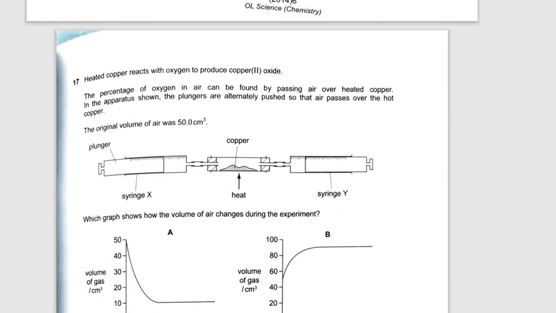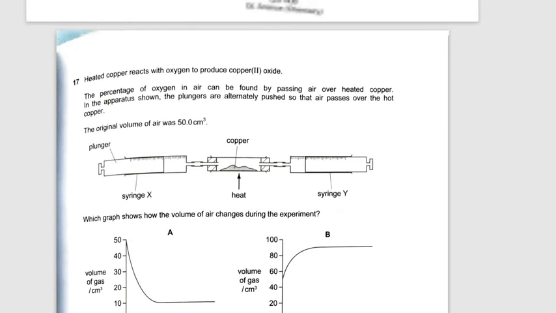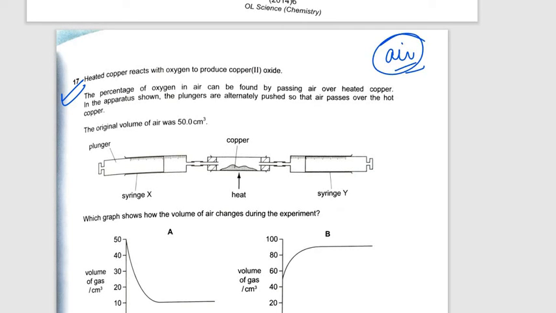Now let's see question number 17. This is a repetitive question, it has been asked multiple times. A very, very important question. If you look at O level, 18 years, 16 years, most of the years. This is a chapter from the air and atmosphere chapter. The heated copper reacts with oxygen to produce copper oxide. The percentage of oxygen in air can be found by passing the air. So you want to know what percentage of oxygen is in the air, okay.